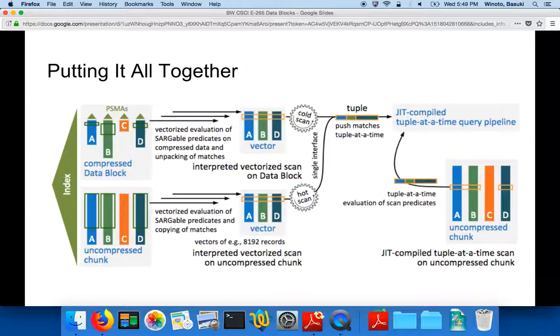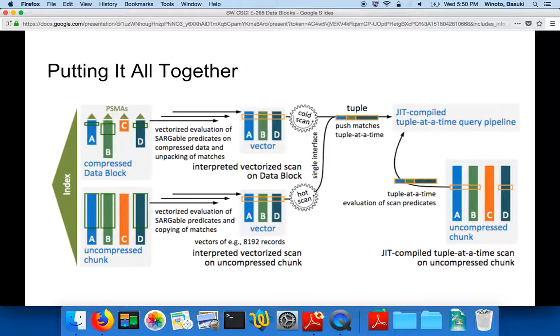Now, with the compression and then with the positional SMA, this is how they put them all together as solutions, or what they call Datablock solutions. So they take advantage of vectorized scan, which would be efficient with the help of SIMD and also AVX2 machine instructions.